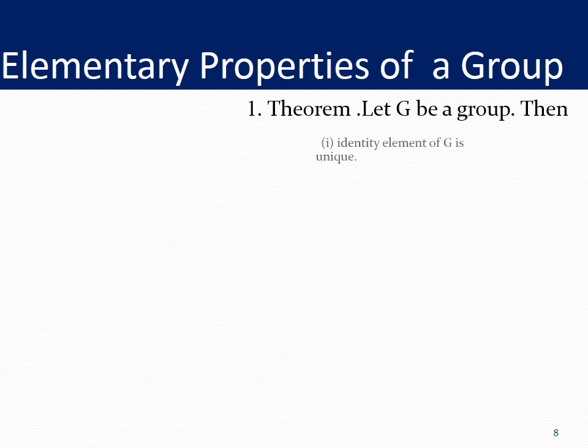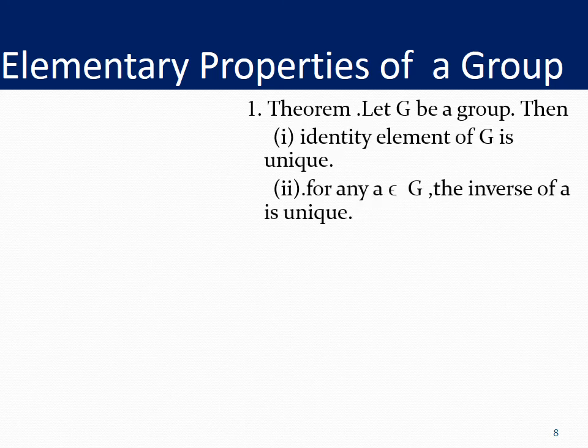It is like a theorem. Let G be a group, then the identity element of G is what? Unique. For any a in G, the inverse of a is unique. So the identity element of G is unique and the inverse of a in G is unique.